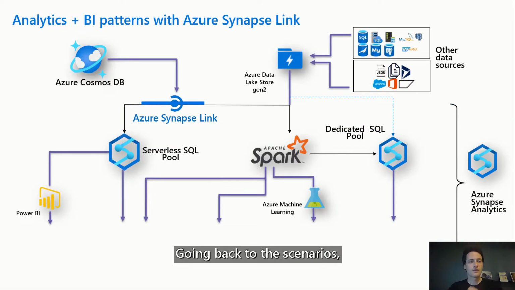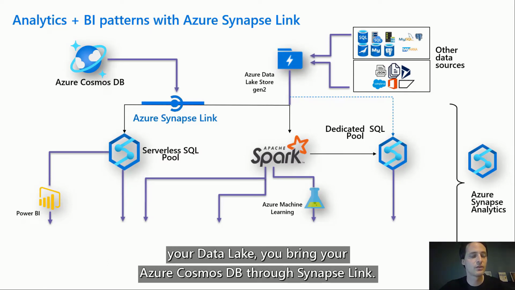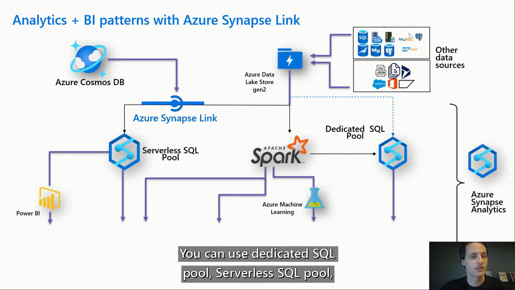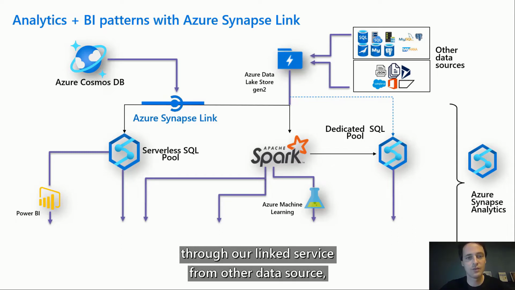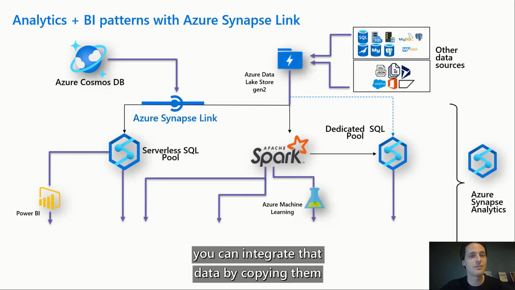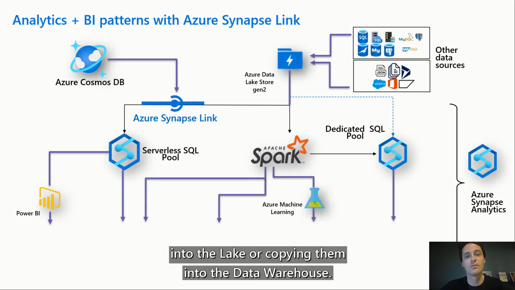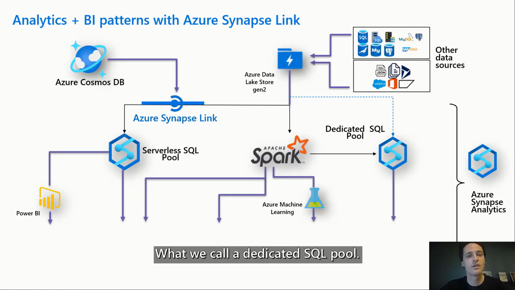Going back to the scenarios, you bring your data sources, your data lake. You bring your Azure Cosmos DB through Synapse Link. You can use dedicated SQL pool, serverless SQL pool, or Apache Spark pool together. So it sounds complicated, but basically it's connecting this data to Synapse. Through Synapse Link, through our linked services from other data sources, you can integrate that data by copying it into the lake or copying it into the data warehouse, what we call a dedicated SQL pool.